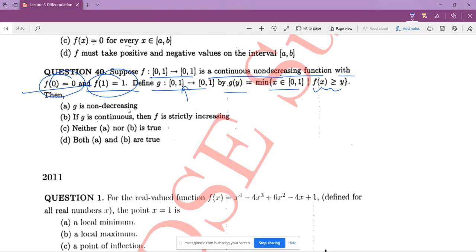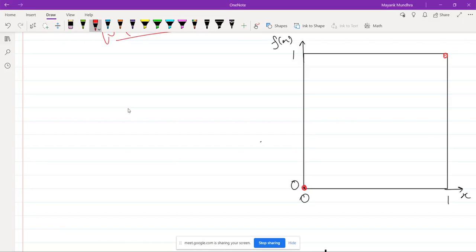Now define a function g by g(y) = min of x such that f(x) is greater than or equal to y. So g(y) for any point y is the minimum x for which f(x) is greater than or equal to y. So let's say you talk about g, suppose the function actually looks like this. Okay, let's draw a random function. Suppose this is my f(x).